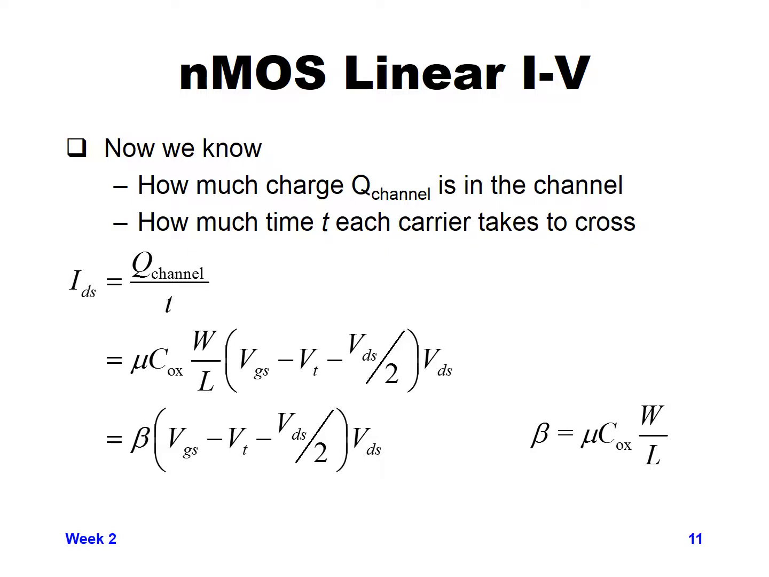Now, this beta should definitely not be confused with the beta in a BJT, which is the amount of current amplification you get in a BJT. This is a completely different beta. We just happen to use a similar term for MOS devices as we do in BJTs, but for a completely different factor. So remember, beta for MOS devices is mu Cox W over L.